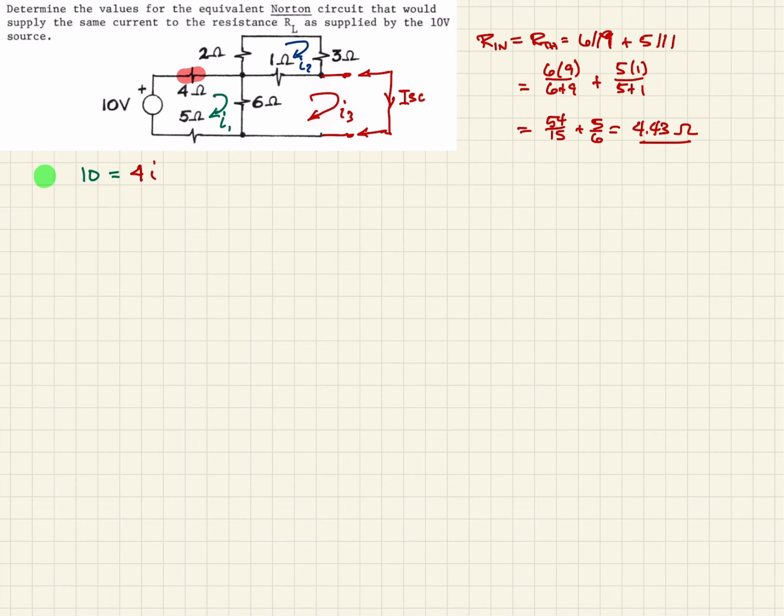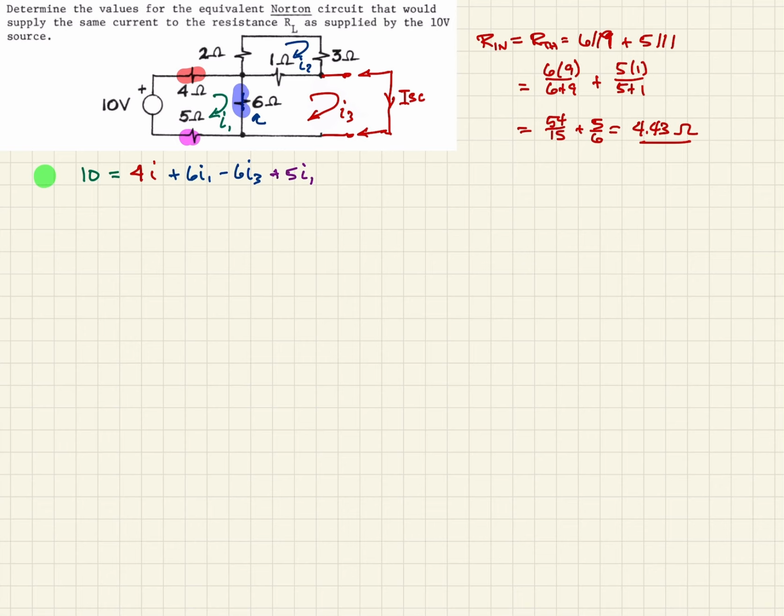And we see that next we'll have this 6 ohm resistor. And so that one will be plus 6I1. But then we also have this I3 working against us. So it's going to be minus 6I3. And then finally, we have this resistor here. And so that's going to be plus 5I1. So that's the full loop for the I1 mesh current.